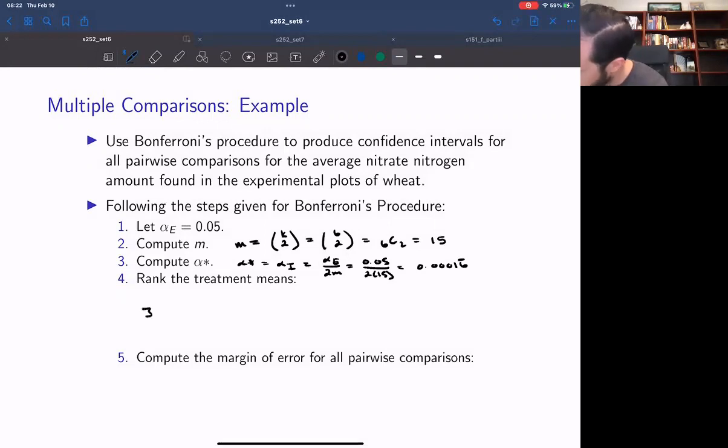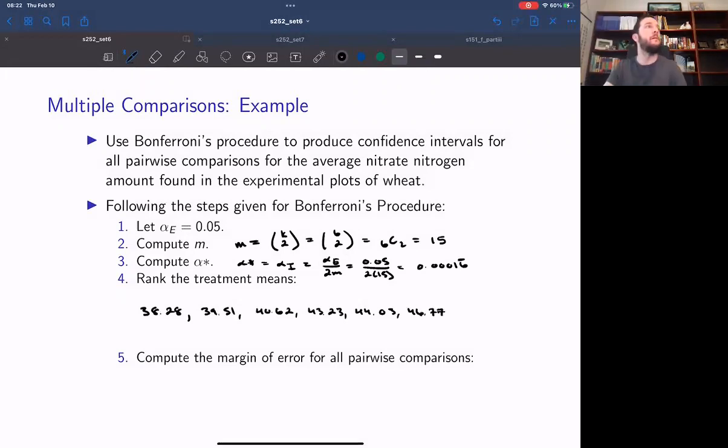That being said, I'll just follow the example. So we have our first mean, which is going to be 38.28, and this is for treatment 1. I'll mark the treatments after. Our second mean is going to be 39.51. Our third mean is going to be 40.62. Then we have 43.23. Then we have 44.03. And then we have 46.77. Just make sure I didn't make any mistakes there.